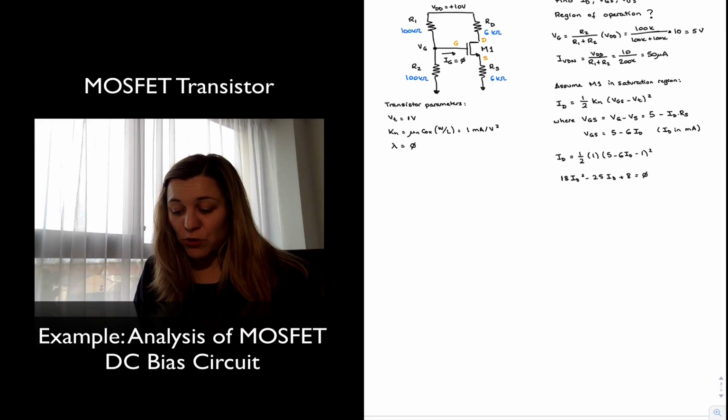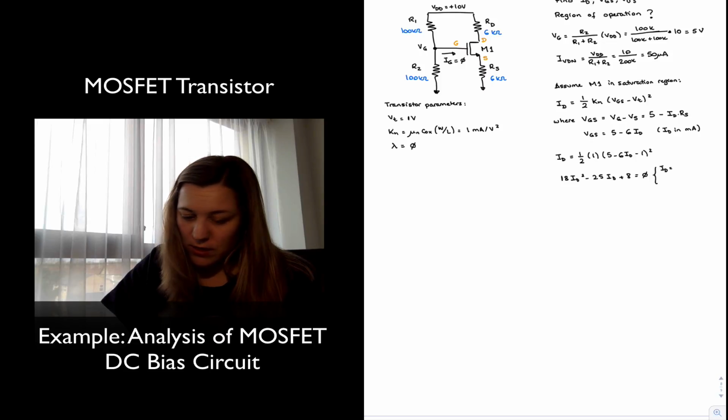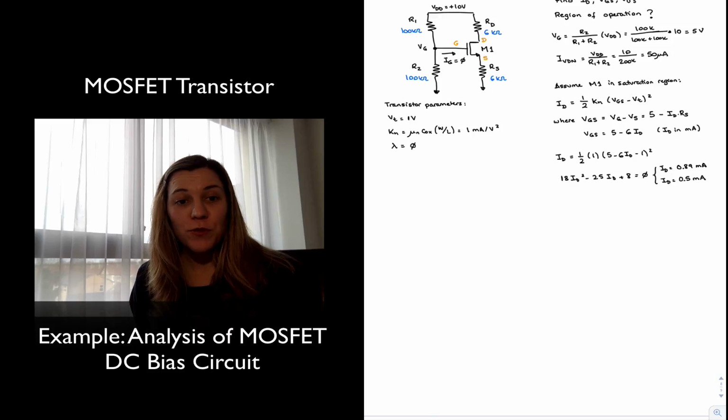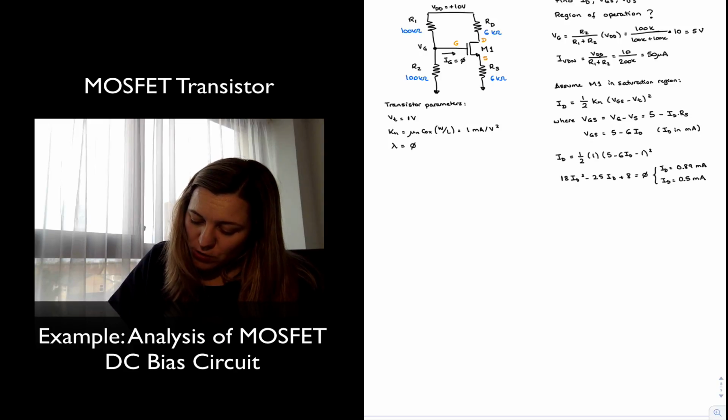And there are going to be 2 solutions to the quadratic equation, 2 possibilities for ID. The first one is ID equals 0.89 milliamps. The second one is ID equals 0.5 milliamps. So which one is the true value of ID? Well, there's only going to be one of them, if any, that is consistent with the assumption of saturation. And so we're going to go ahead and test both values and see which one is consistent with our assumption. So let's go ahead and evaluate the first solution, where ID is 0.89 milliamps.